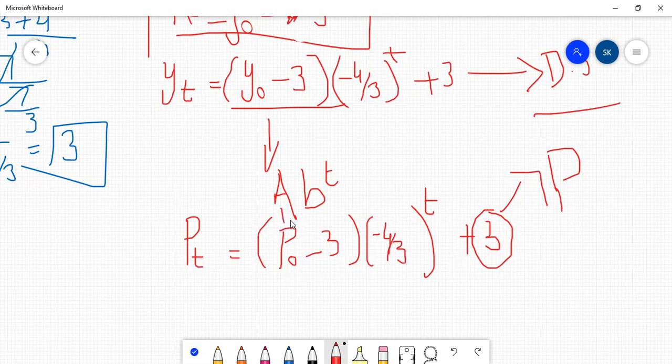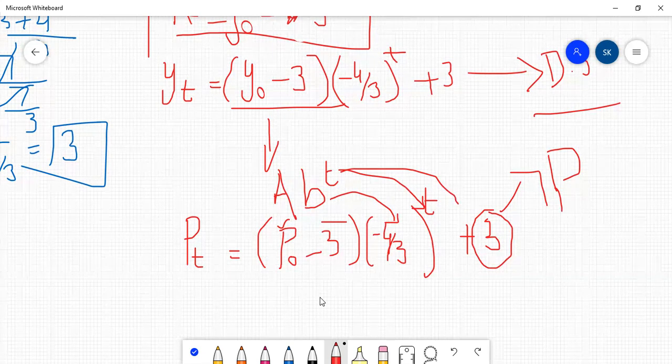Again, this p naught minus 3 is the a part of the solution. This is the b part of the solution. t is at its own place, this is the t value, clear, and this 3 is again the p bar. So p bar comes into the a term, and p bar comes over here also as an addition to this a b raised to power t. So this is the solution for this particular question.